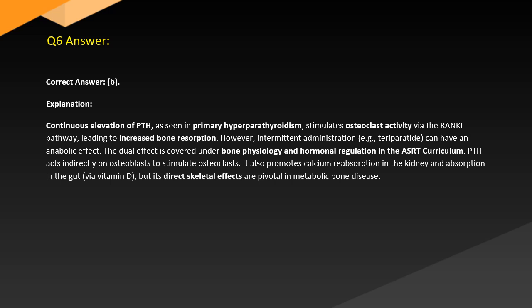Answer. Correct answer B. Explanation. Continuous elevation of PTH, as seen in primary hyperparathyroidism, stimulates osteoclast activity via a RANKL pathway, leading to increased bone resorption. However, intermittent administration, e.g. teriparatide, can have an anabolic effect. The dual effect is covered under bone physiology and hormonal regulation in the ASRT curricula. PTH acts indirectly on osteoblasts, which stimulate osteoclasts. It also promotes calcium reabsorption in the kidney and absorption in the gut via vitamin D, but its direct skeletal effects are pivotal in metabolic bone disease.